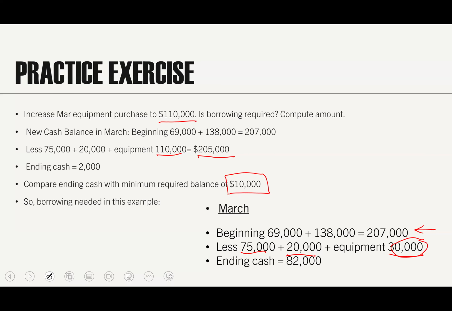So how much borrowing is needed in this example? 10,000 is what I need, 2,000 is what I have. So I borrow 8,000. If the question tells us that my rate of interest is, for example, 10%, then I would be paying $80 of interest whenever the money is paid back. But we are going to go into those kinds of extensions when we do a longer problem in class. I just wanted to show you how cash collections are done, how cash payments are done, and how borrowing is calculated if necessary.